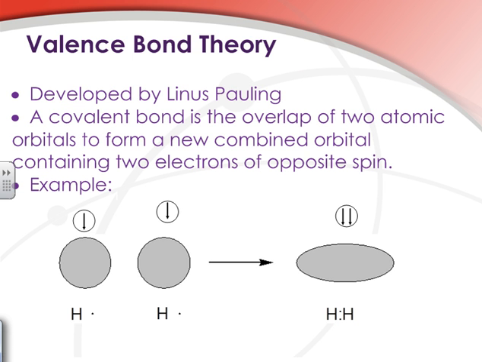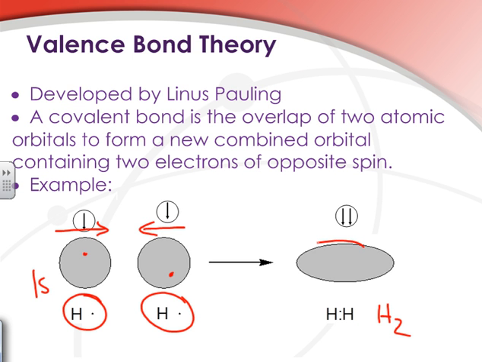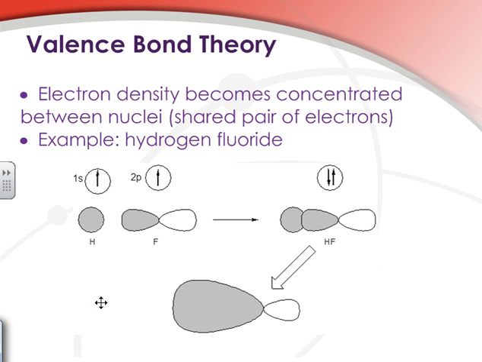So if I have two hydrogens here, each with one electron in the 1s orbital, so I've got one electron in here and one electron here, when they actually bond together to make an H2 molecule, what ends up happening is these orbitals overlap, creating one big overlapping orbital with two electrons in it. Now there's a little mistake here, I don't know if it's in your notes, but we should have two electrons of opposite spins, so an arrow going up and an arrow going down. Alright, that electron density becomes concentrated between two nuclei when you have a shared pair of electrons.